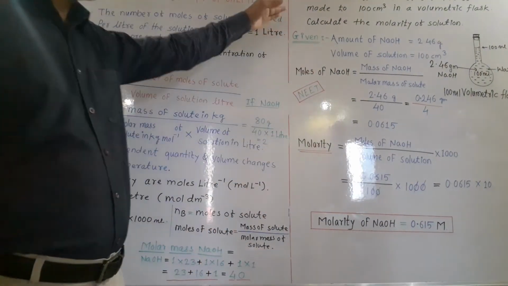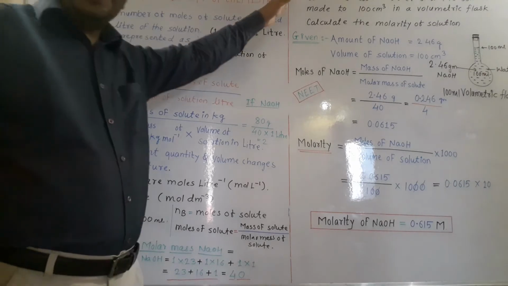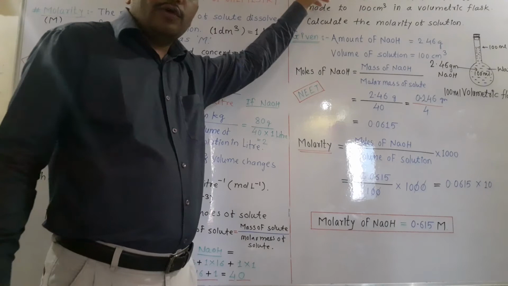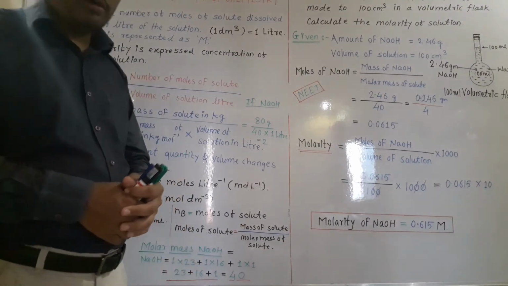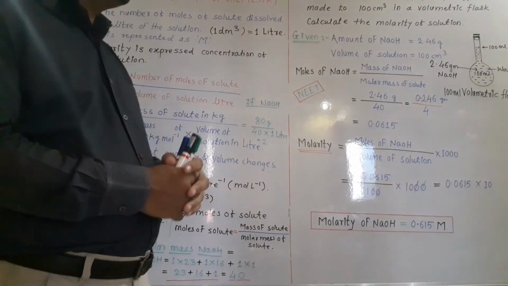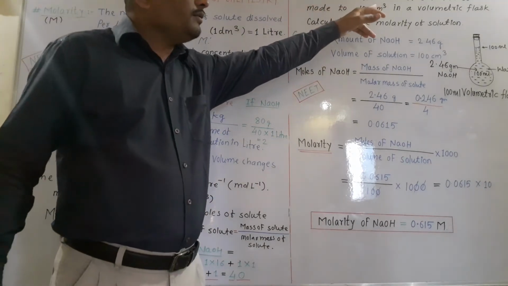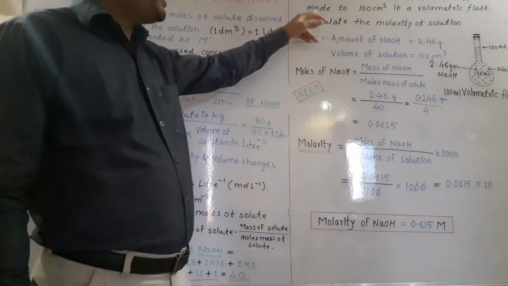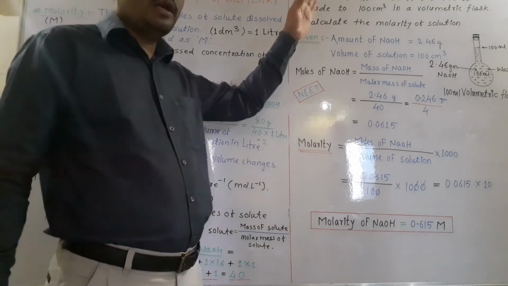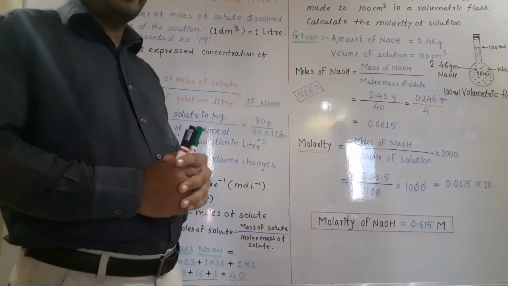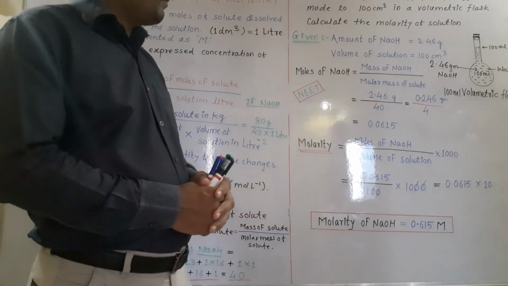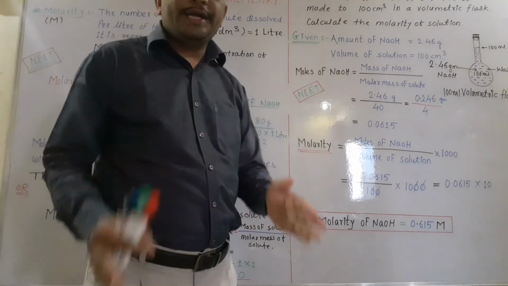Now here is a NEET oriented question. 2.46 gram of sodium hydroxide NaOH, its molar mass is 40, is dissolved in water and the solution is made to 100 centimeter cube, which is equal to 100 ml, in a volumetric flask. Calculate the molarity of the solution.